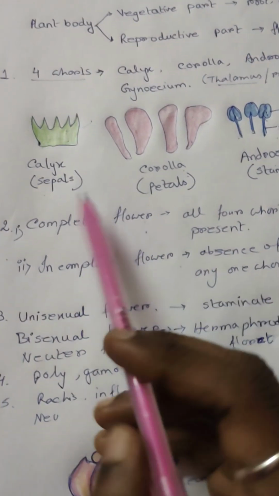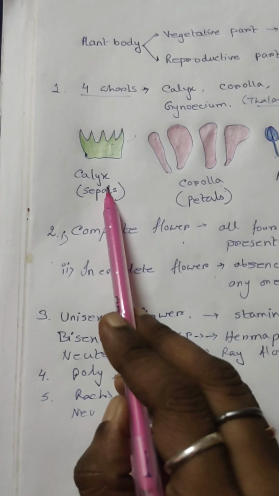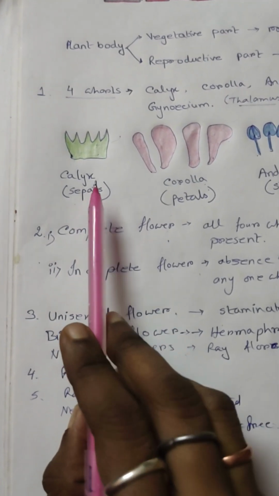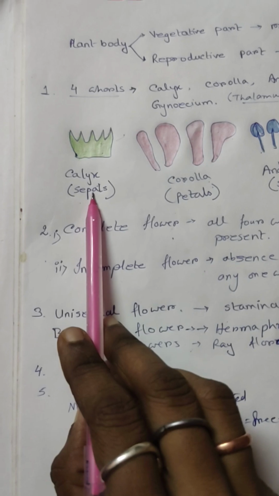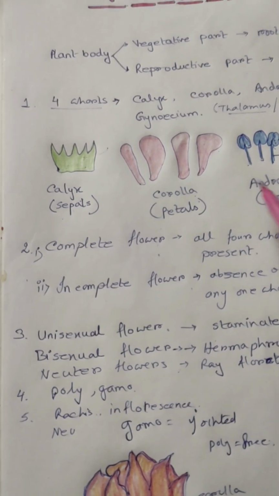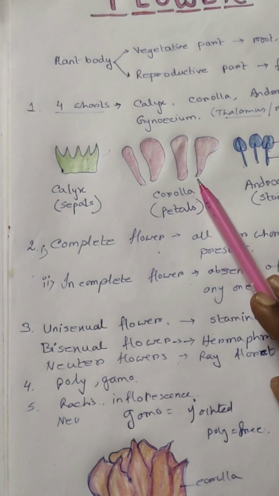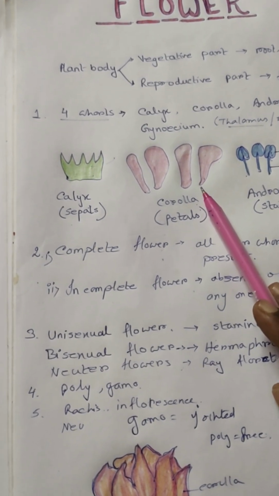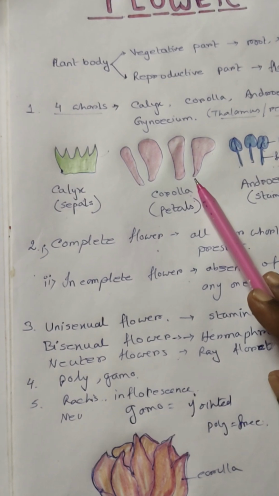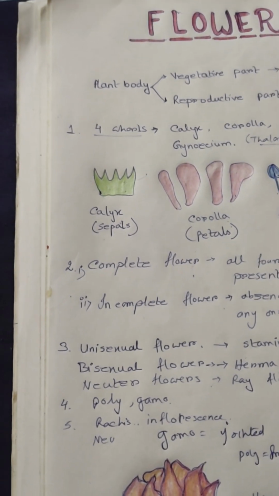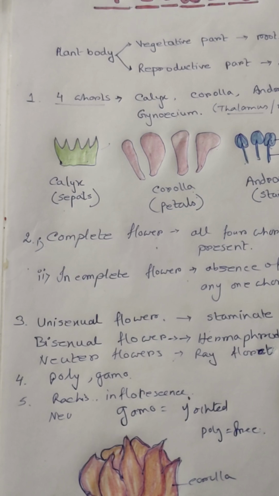Now if the sepals are free, then we call it polysepalous. If the sepals are joined, then we call it gamosepalous. If the petals are free, then we call them polypetalous. If the petals are joined, then we call them gamopetalous.